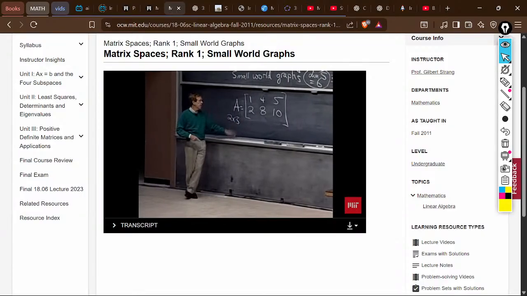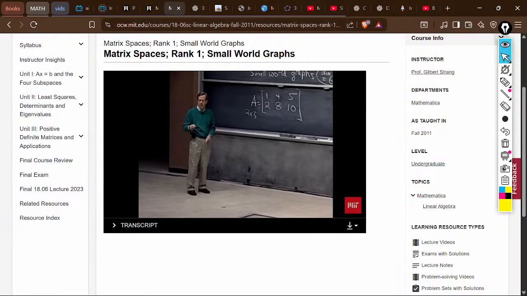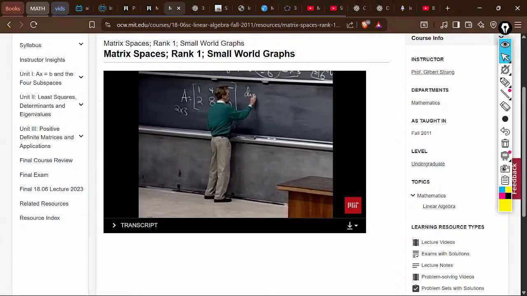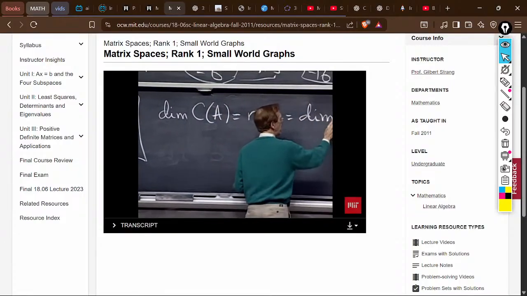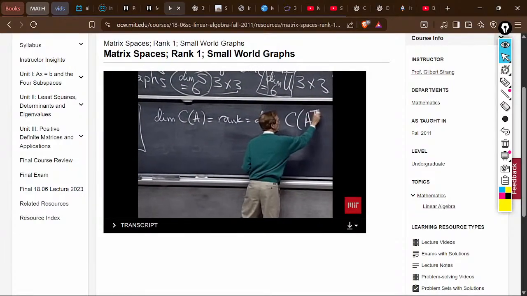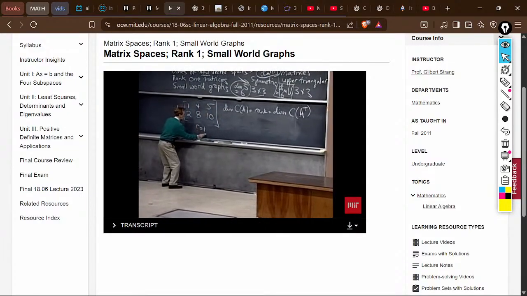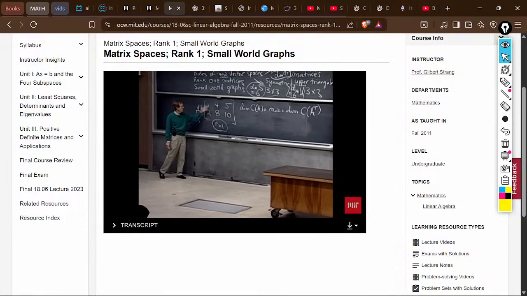The basis for the row space of that matrix is the first row, 1, 2, 5. A basis for the column space of this matrix: the dimension of the column space is also 1, because the dimension of the column space equals the dimension of the column space of the transpose, which is the row space of A. In this case, it's 1. R is 1. And sure enough, all the other columns are multiples of that column.